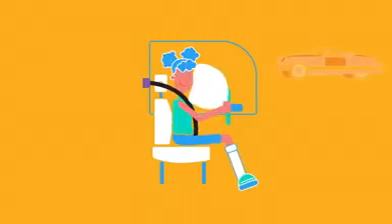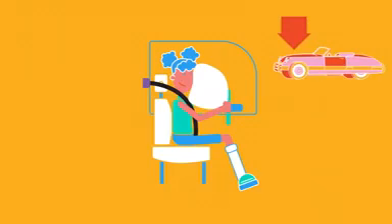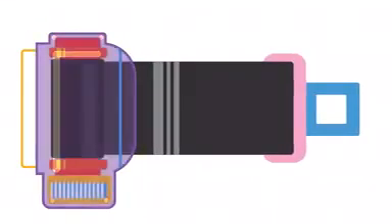Seatbelts, airbags and crumple zones all reduce the force by increasing the time over which the change takes place. So now you can see how a seatbelt can save your life.